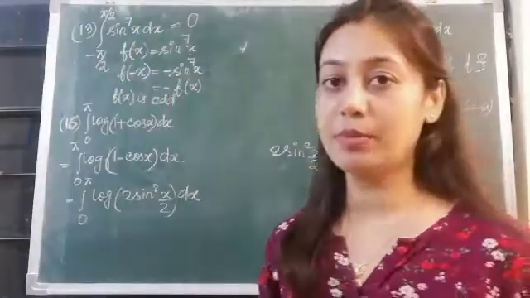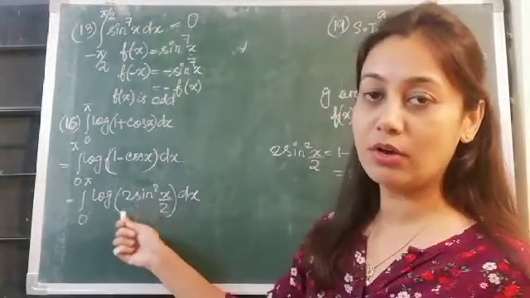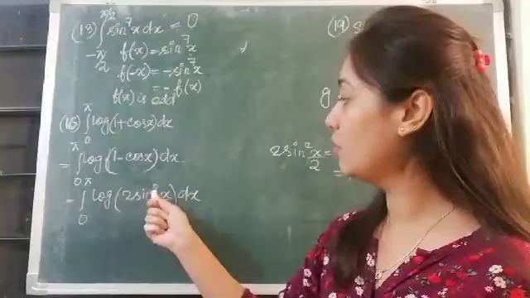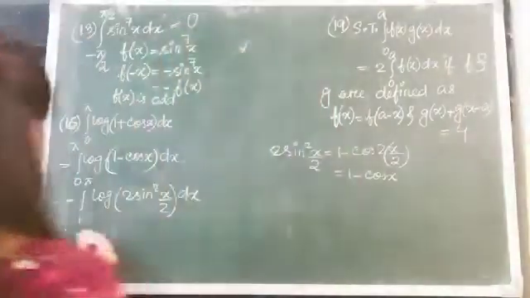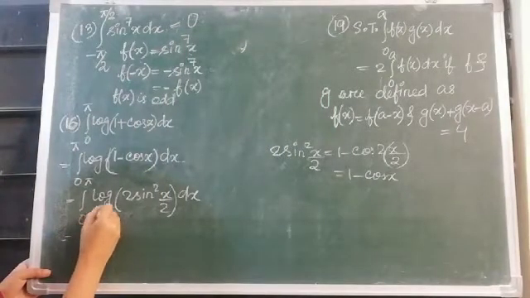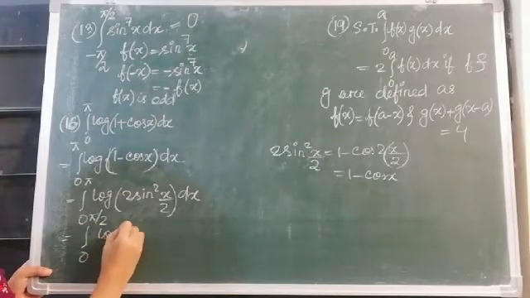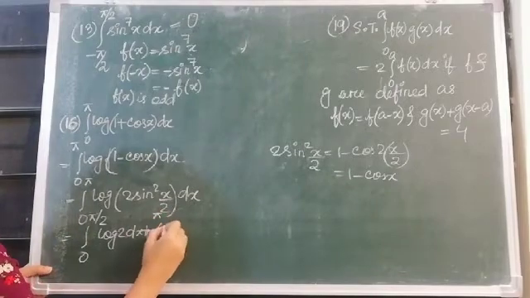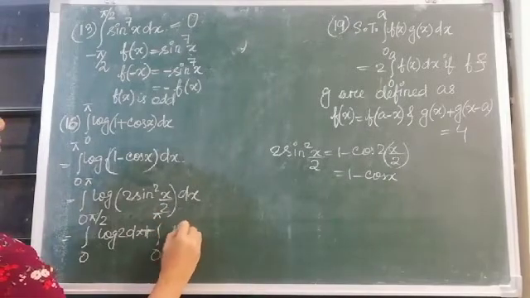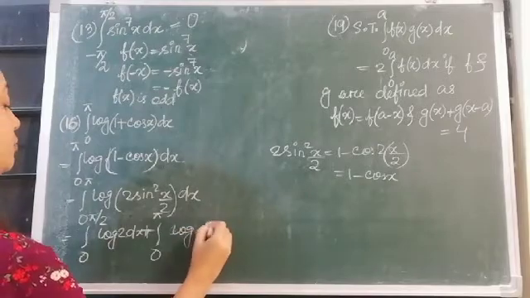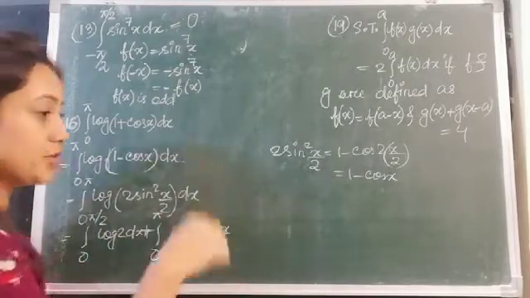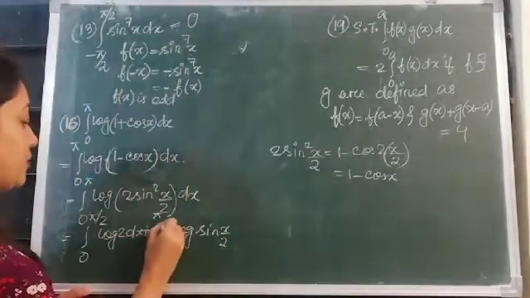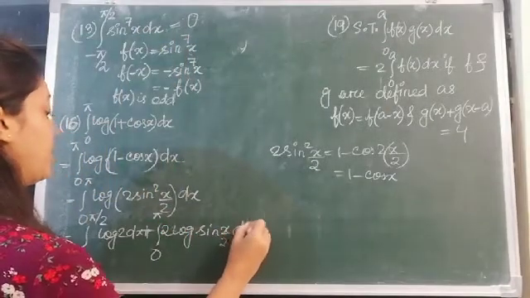Now here we will apply the property of log. Log AB is equal to what? Log A plus log B. So log 2 we know, hence you have to find the integral of log of sine square x by 2, right? So this is equal to integral from 0 to pi of log 2 dx plus integral from 0 to pi of log of sine square x by 2. That means sine x by 2 whole square. And we know log a to the power m is equal to m log a. That means from here you will get 2 log sine x by 2 dx.